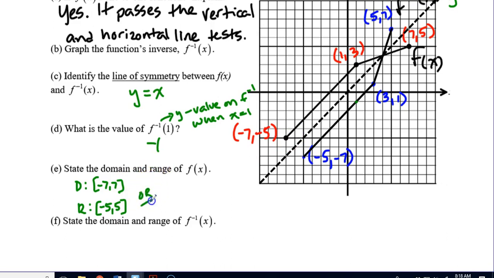Alternatively, so that's interval notation. Alternatively, we could have written it with set builder notation. X such that we have these conditions.